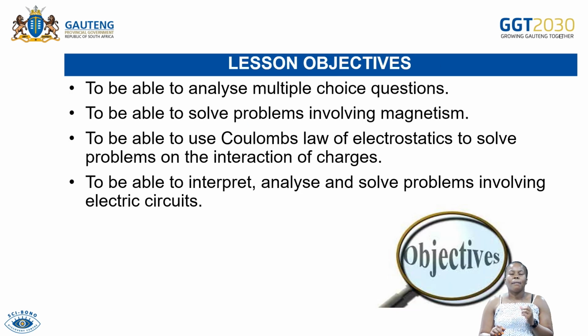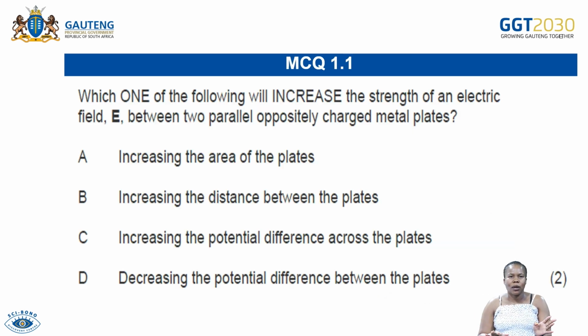All right, so main objective: by the end of the lesson, what is it that I want you and I to be comfortable with? I want us to be able to analyze the multiple choice questions. I want us to be able to solve problems involving magnetism, to be able to use Coulomb's law of electrostatics to solve problems involving the interaction of charges, as well as to be able to interpret, analyze, and solve problems involving electric circuits. Okay, so at the end of this lesson, I want you and I to be able to do all these 4 points as stipulated. So let's begin with the multiple choice questions.